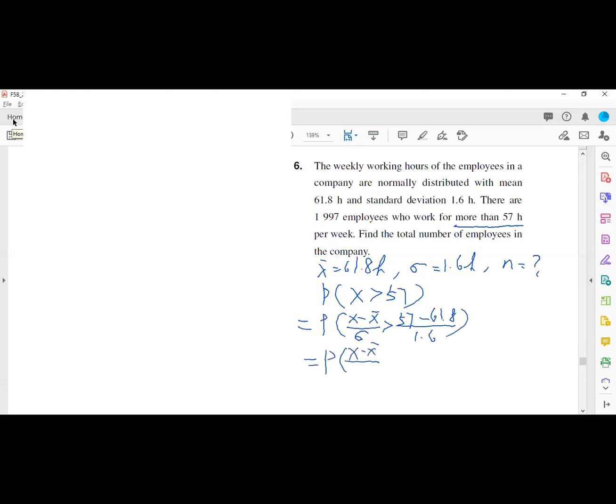So X minus X bar over sigma larger than, so I think it should be -3, right? -3. And then you multiply the sigma to the right hand side, X minus X bar is larger than -3 sigma, and then that is equal to P(X larger than X bar minus 3 sigma). Okay, and then we'll find the percentage from the graph.